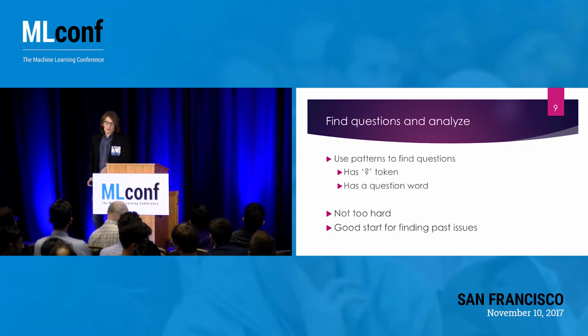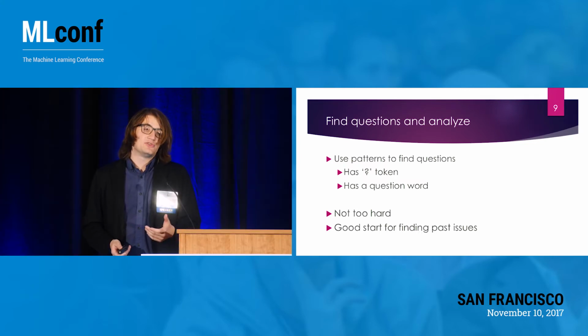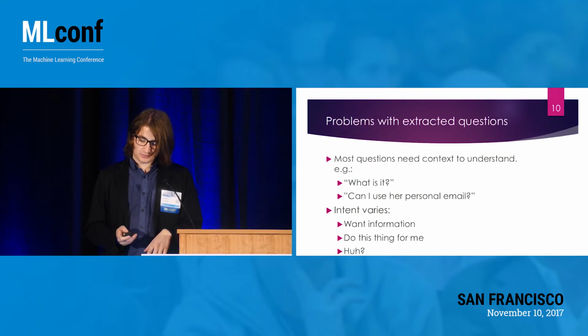The first thing I'm going to start with is finding questions in your data set. This is a pretty easy thing to do. You can mostly rely on the fact that things have question words or question marks in them, so you can pull them out. The idea is that you start with this as your basis for problems that people have had in the past. If someone asks a question and you want to get some sort of answer out of it, it's not too difficult. It seems like a good place to start.